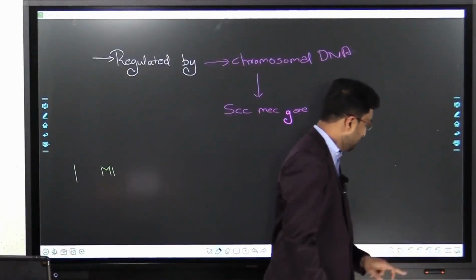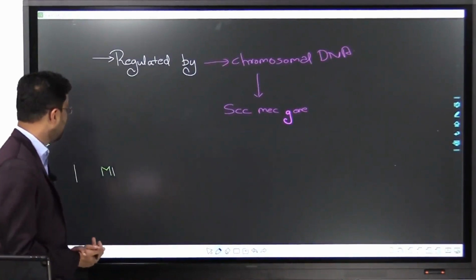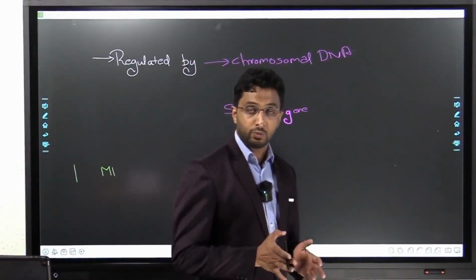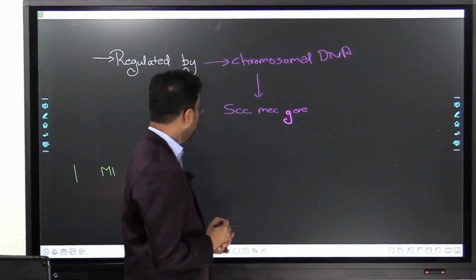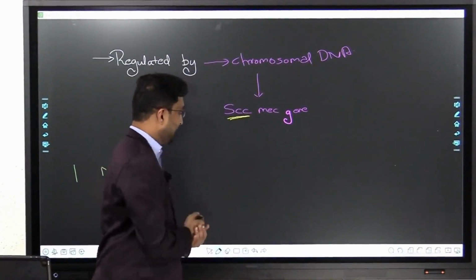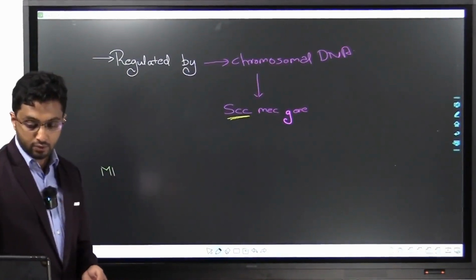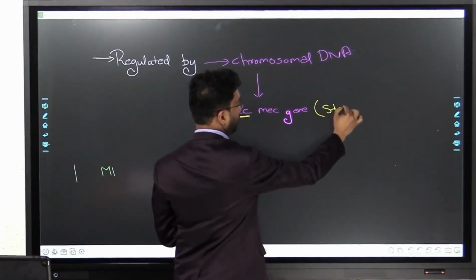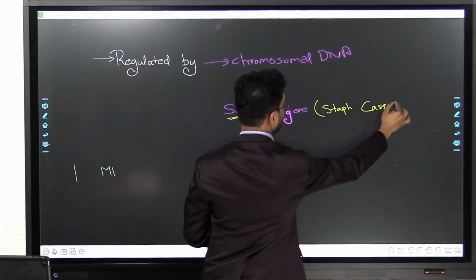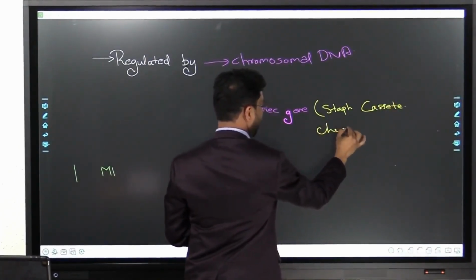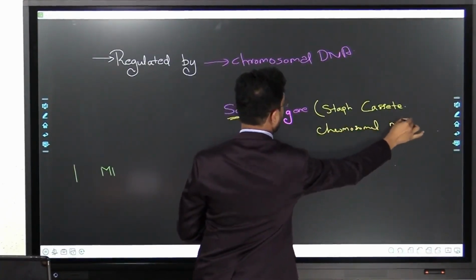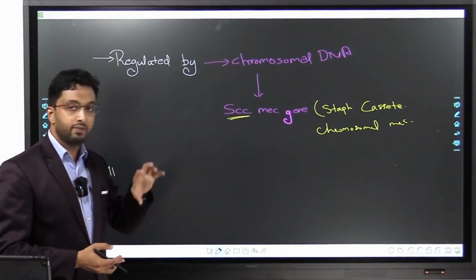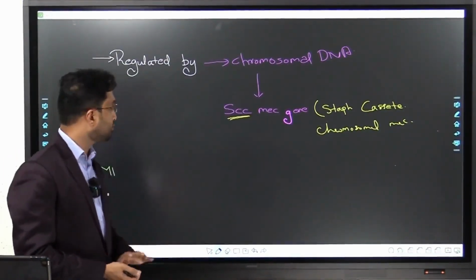Before that, it's regulated by chromosomal DNA. We studied the beta-lactamase is regulated by extrachromosomal DNA, which is plasmid. This is regulated by chromosomal DNA, and there is a specific gene here, the SCC-MEC gene. The full form of SCC-MEC gene is Staphylococcal cassette chromosomal MEC gene. You have to very clearly, very specifically know the name of this gene, SCC-MEC gene, which is being transferred.